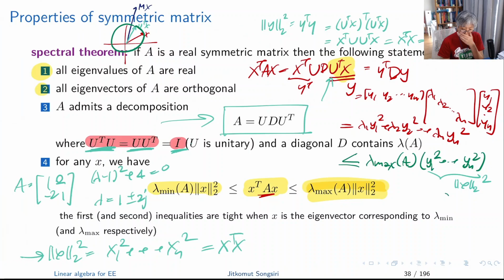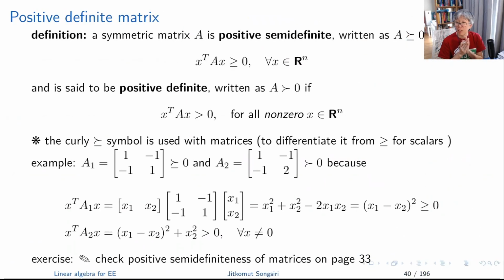Okay. I think this is all the properties of symmetric matrices that you should know. So, three bullets here. And we're going to use it when we introduce the next concept, positive semi-definite matrix, in the next video.